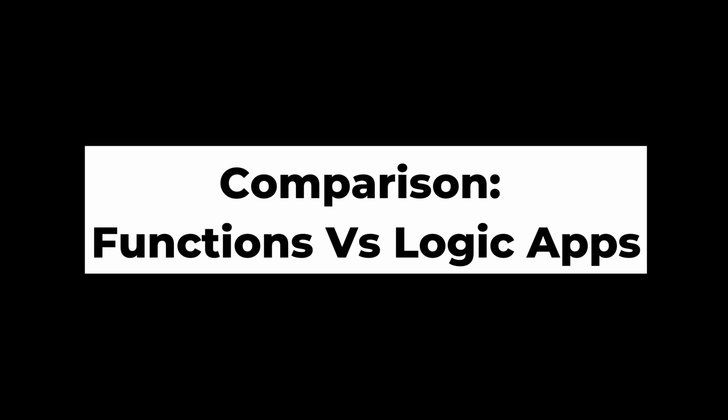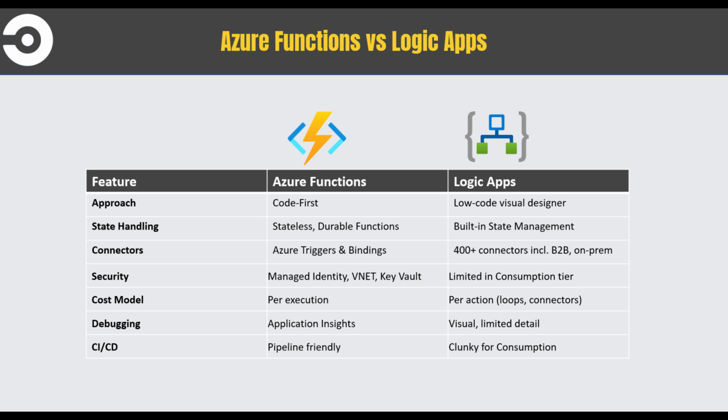Let's take a look at the comparison table. So we'll go through the features and how Azure Functions and Logic Apps compare against each feature. Azure Functions follow the code-first approach. Logic Apps follow a low-code visual designer approach. In terms of state handling, Azure Functions are stateless, and if you need state, you need to go for Durable Functions. Logic Apps have built-in state management.